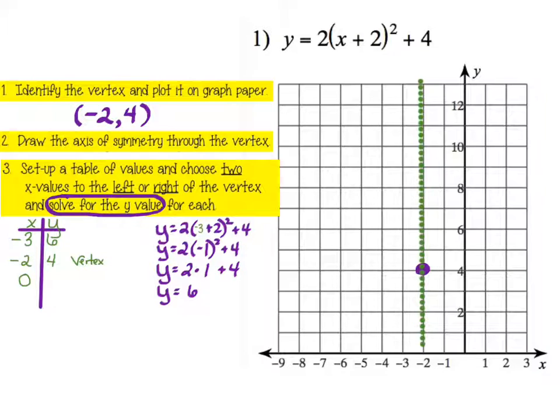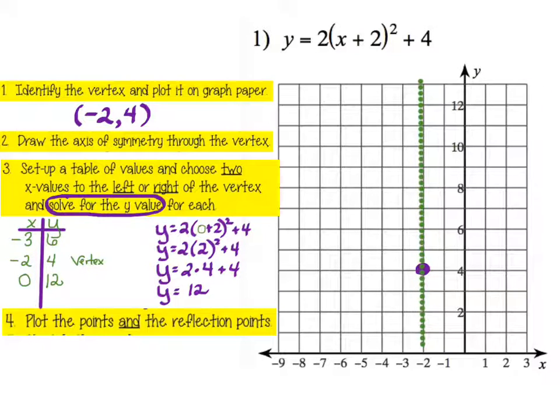And in like manner, we're going to replace the x value this time with 0 and evaluate it, and we're going to get 12. Okay, the last step, or excuse me, step 4, we're going to plot these points and the reflection points. The reason why I chose different increments was so that I could get different points with different reflection points. So let's start with -3, 6.